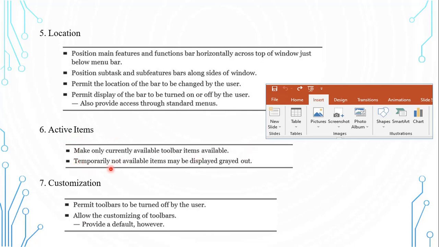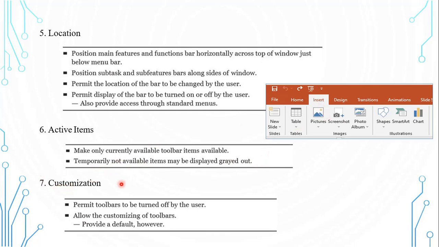Next, temporarily not available items may be displayed grayed out. If you don't want to show certain items or buttons, you can gray out the button. Temporarily, you can gray out the buttons.